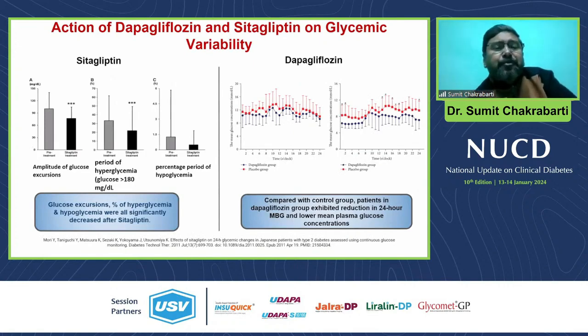They have also been shown to reduce glycemic variability. Compared with the control group, patients in the DAPA group exhibited reduction in 24-hour mean blood glucose excursions. And different studies can also be quoted regarding the glucose excursions with sitagliptin.